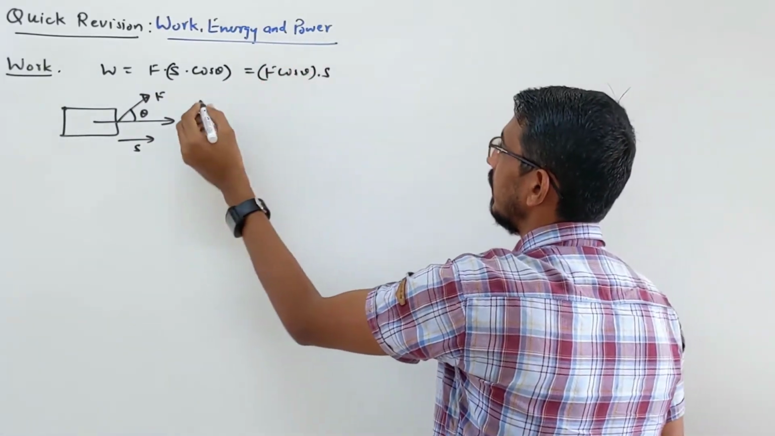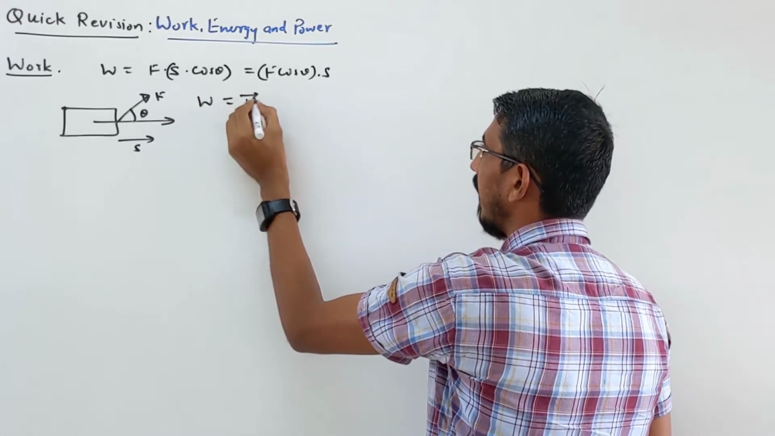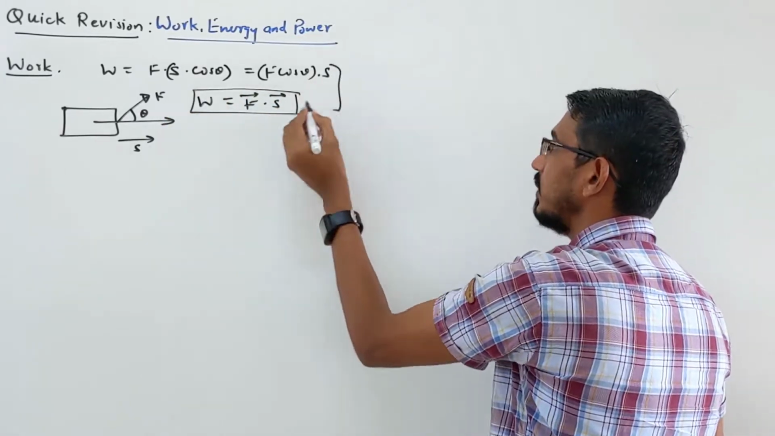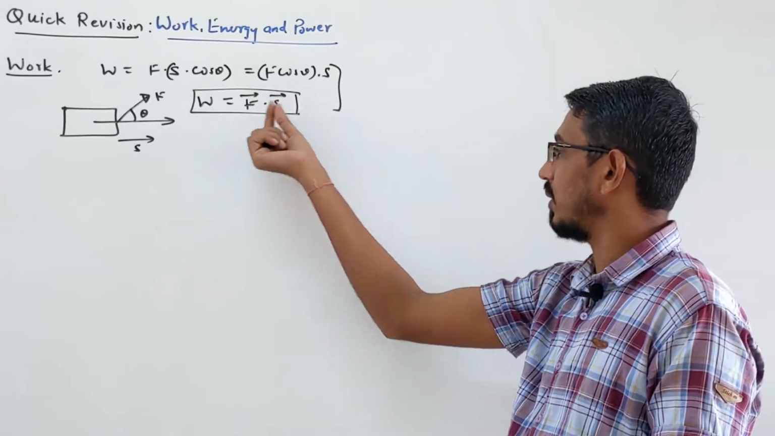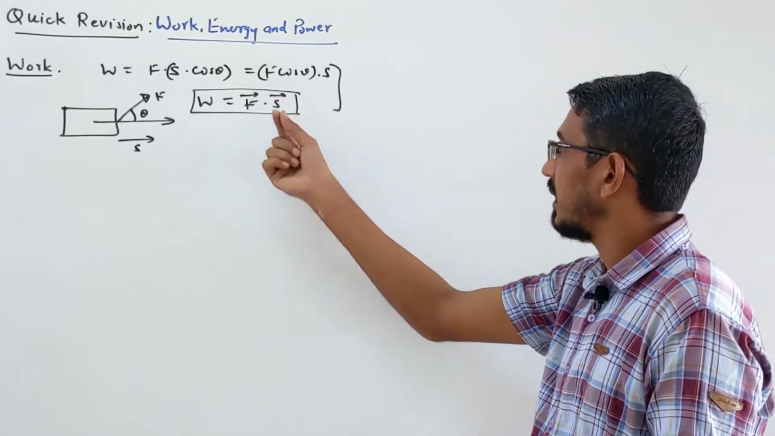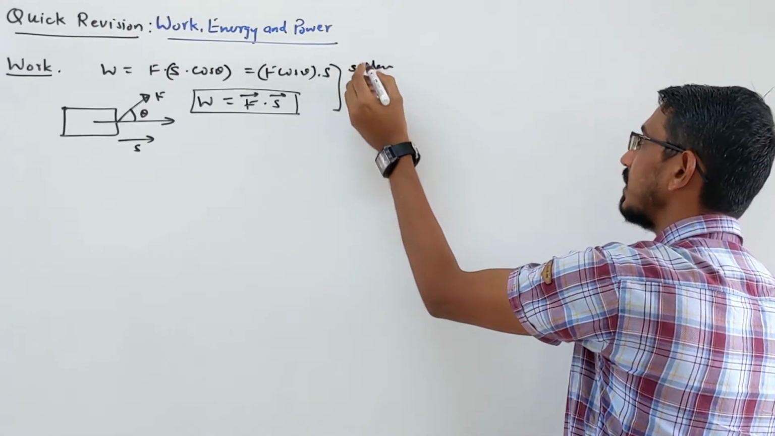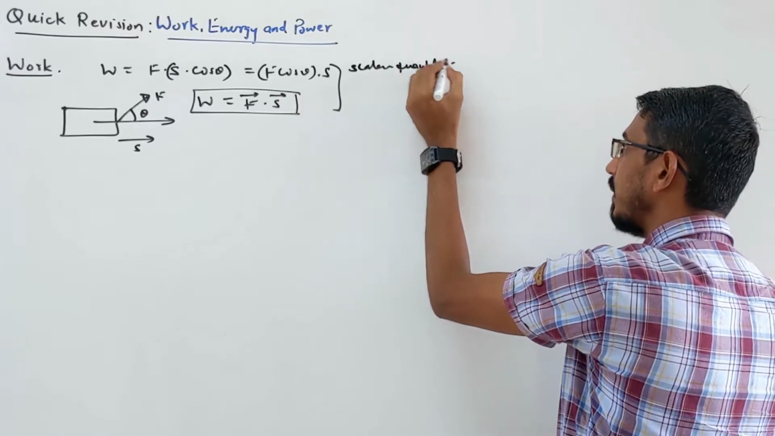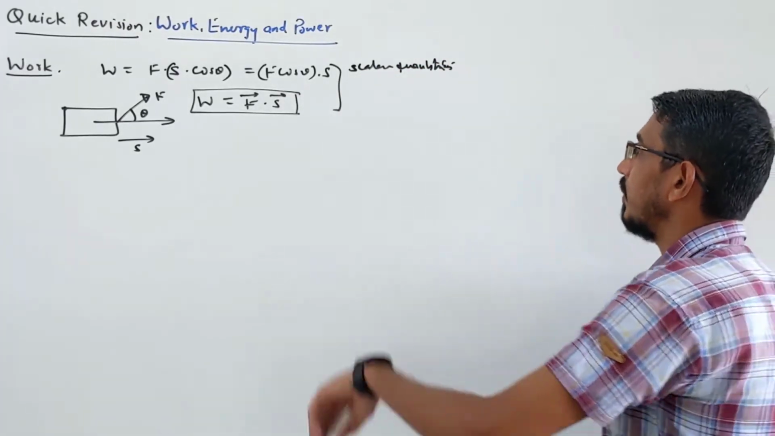If you write it in vector form, the work done will simply equal F dot s. This is your vector form. Always remember that work done is a scalar quantity. You can write it in vector form, force dot displacement, but work is a scalar quantity. Work and energy are all scalar quantities. Units you already know: joule in the SI system.